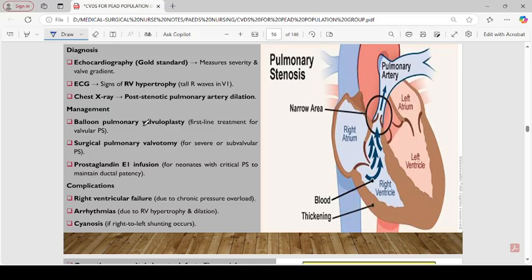Complications of pulmonary stenosis include right ventricular failure due to chronic pressure overload, arrhythmias due to right ventricular hypertrophy and dilatation, and cyanosis if right to left shunting occurs.